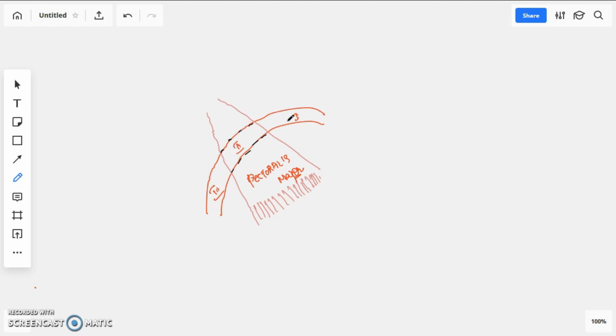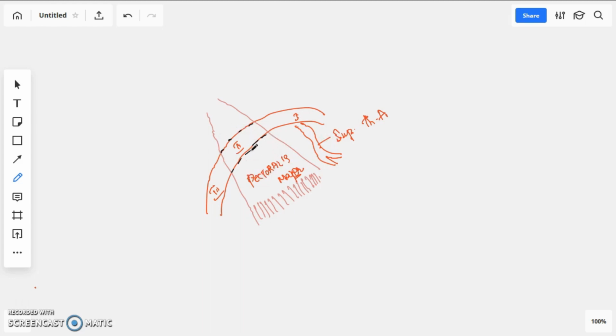Now talking about branches: the first part of the axillary artery gives only one branch, that is the superior thoracic artery. So we have the superior thoracic artery, a branch from the first part of the axillary artery.